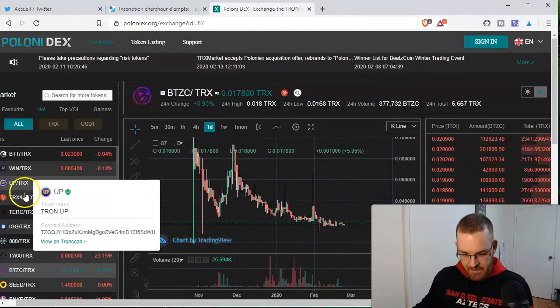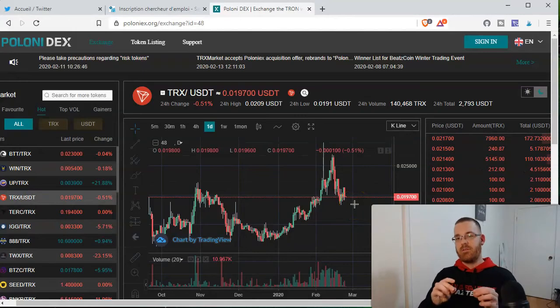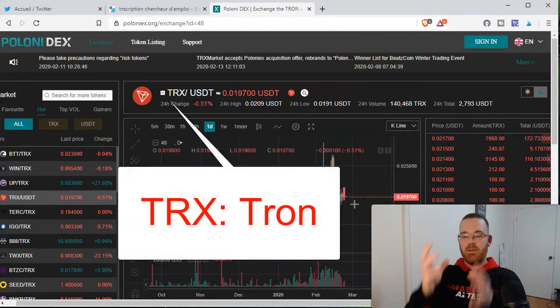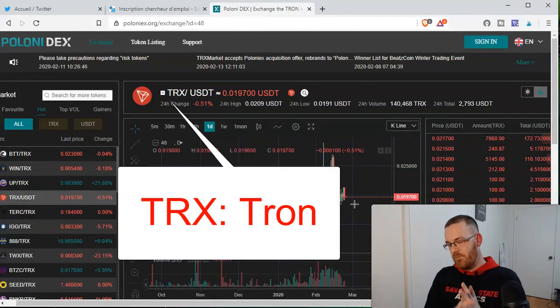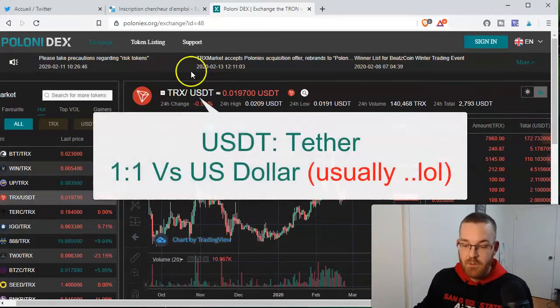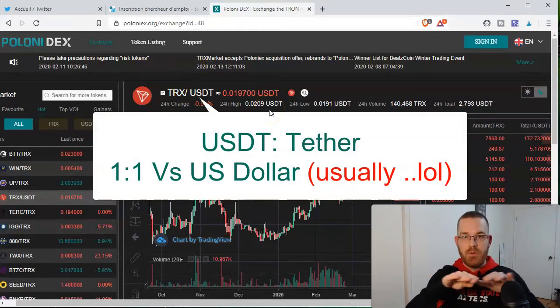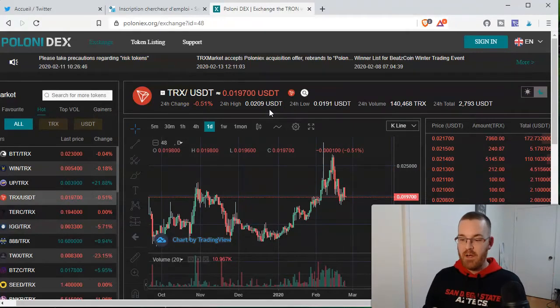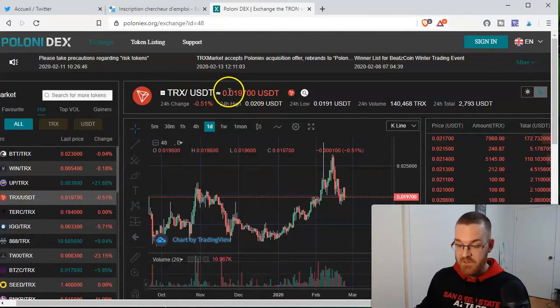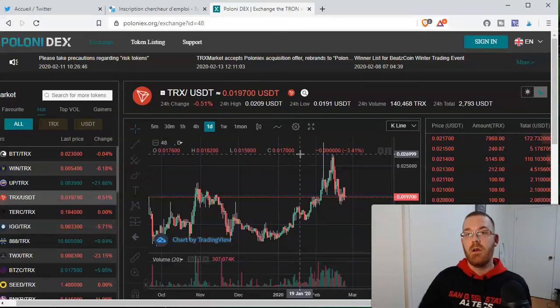And then for the last one, TRX, so Tron. BeatzCoin is built on the Tron network essentially. If we look at this one, it's compared against the USD Tether, a stable coin, so it's on par with the US dollar. Right now you're looking at below 2 cents. That's what you see here: 0.0197. 0.02 would be 2 cents, so it's below 2 cents American.